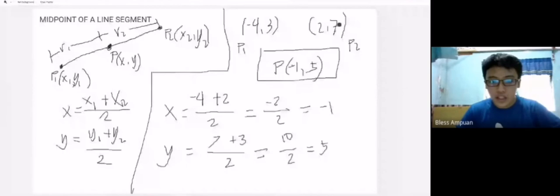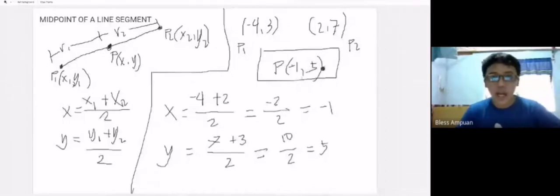At this point, our x, or abscissa for the midpoint, will be equal to negative 4, x sub 1, plus x sub 2, which is 2, divided by 2. So negative 4 plus 2 is negative 2, divided by 2. So the abscissa for the midpoint is negative 1. To solve for the ordinate for our midpoint, it is equal to y sub 2, which is 7, plus 3, over 2. So 7 plus 3 is 10, divided by 2, equals 5. Therefore, our abscissa is negative 1 and our ordinate is positive 5. So our midpoint is negative 1 and 5.